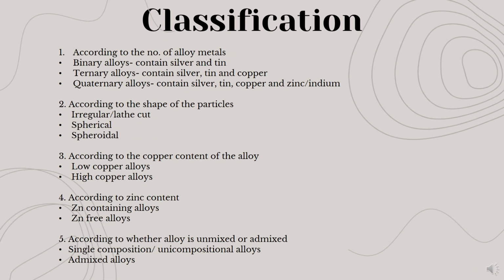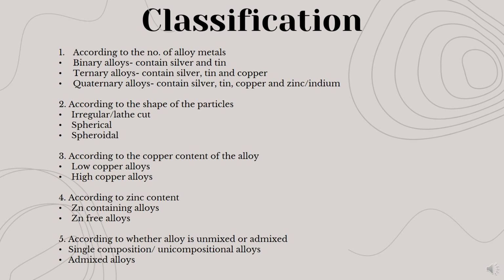With the classification of dental amalgam alloys, there are several ways of classifying amalgam alloys. These include according to the number of alloyed metals. They can be binary alloys, which contain silver and tin, ternary alloys, which contain silver, tin and copper, and quaternary alloys, which contain silver, tin, copper and zinc or indium.